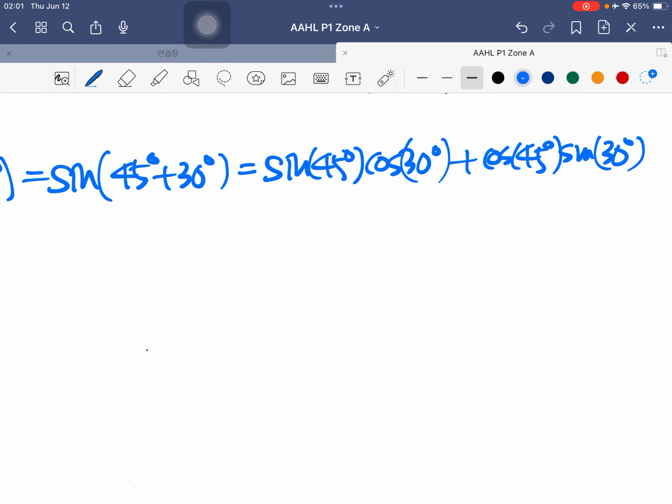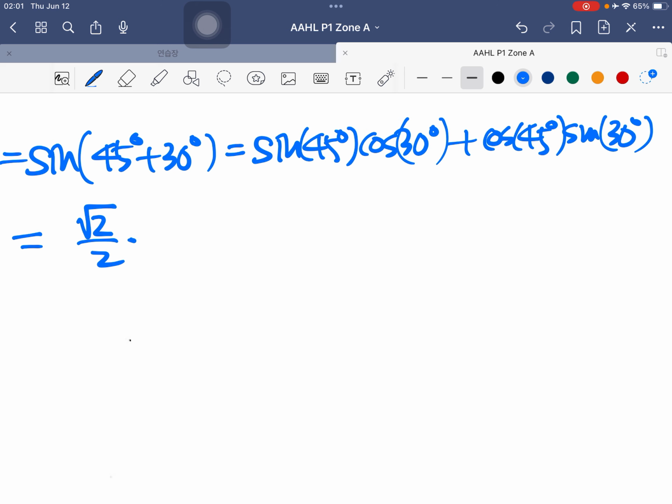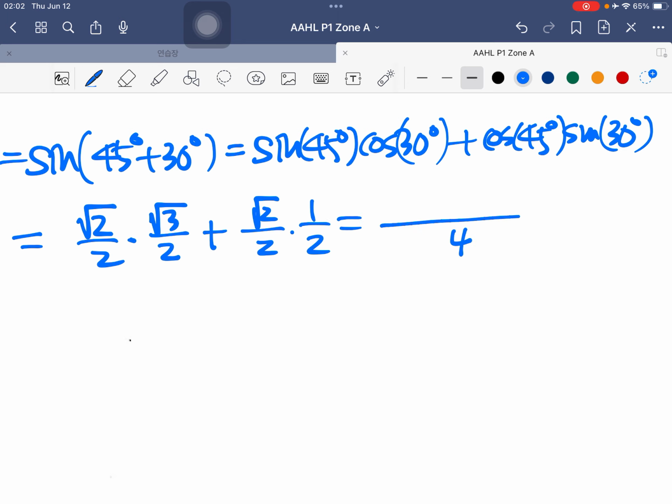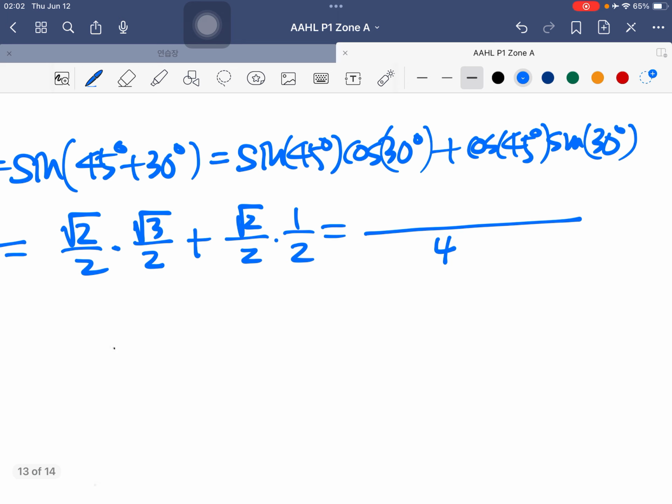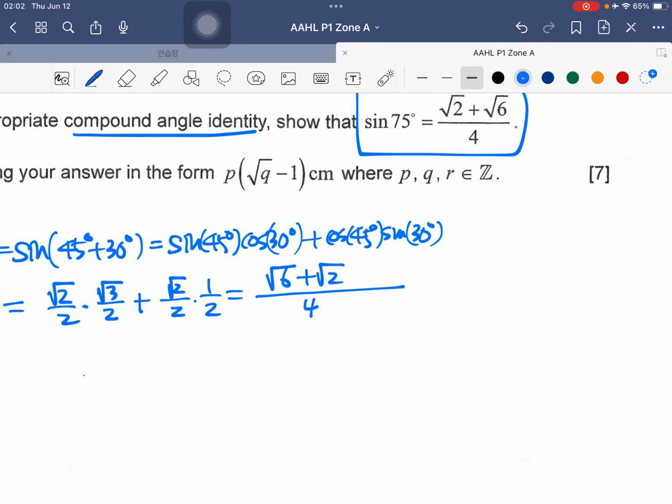Sine 45 is root 2 over 2 times cosine 30, which is root 3 over 2, plus cosine 45, which is root 2 over 2, times sine 30, which is 1 over 2. That equals, with denominator 4, root 2 times root 3 is root 6, plus square root of 2. This is exactly the same as that one.